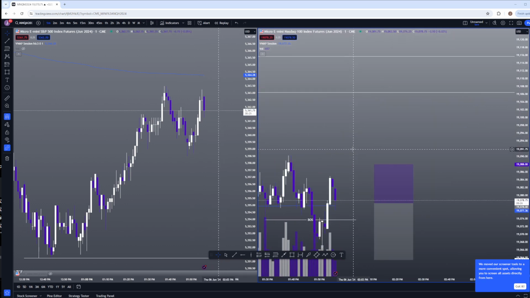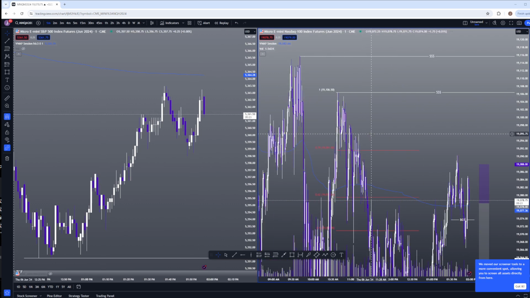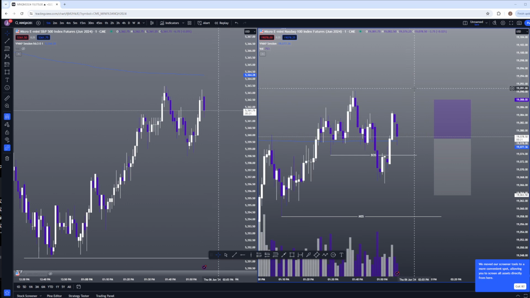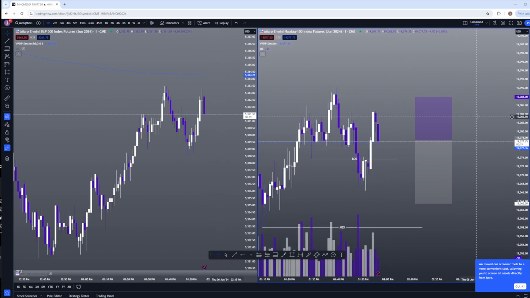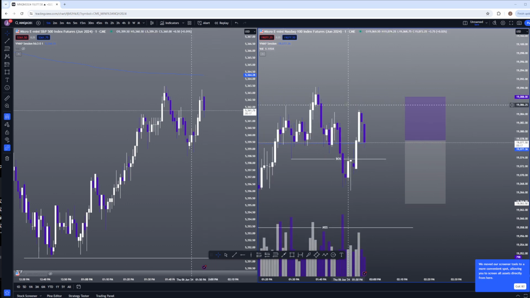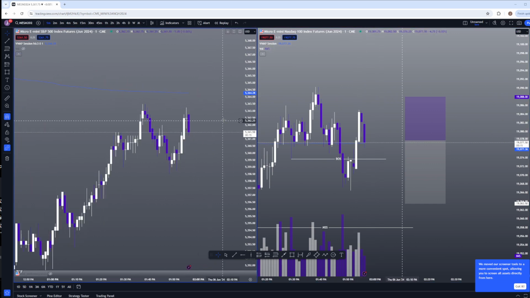Okay, so let's see if price wants to go up and grab that buy side liquidity, or if it wants to head back down from here. ES is still sitting below VWAP. Let's see, the VIX is heading down a little bit.